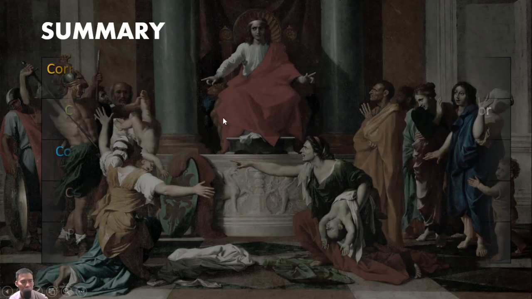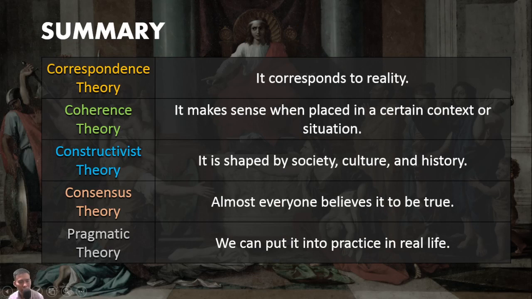So let's run through the summary. Correspondence, coherence, constructivist, consensus, and pragmatic theory. It corresponds to reality, correspondence theory. Coherence theory, it makes sense when placed in a certain context or situation. Constructivist theory, it is shaped by society, culture, and history. Consensus theory, almost everyone believes it to be true. Pragmatic theory, we can put it into practice in real life. My example is Julius Oppenheimer and John Dewey.